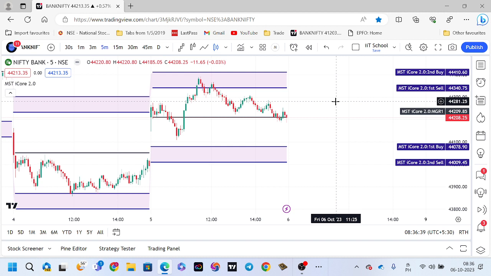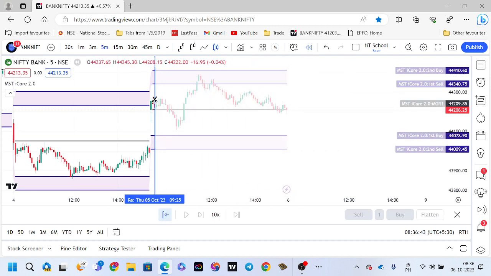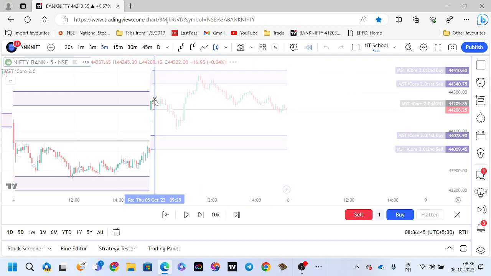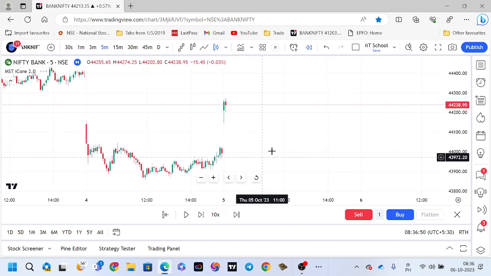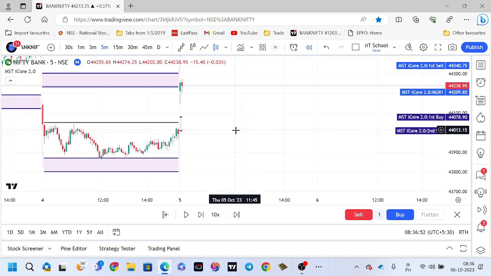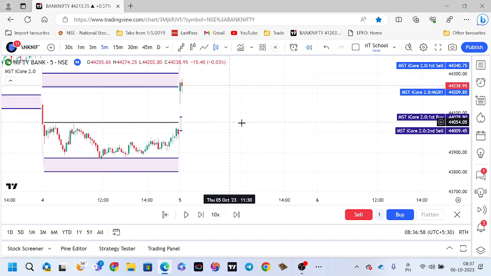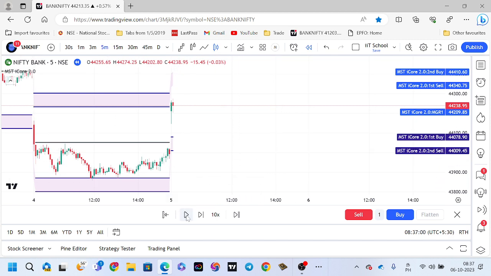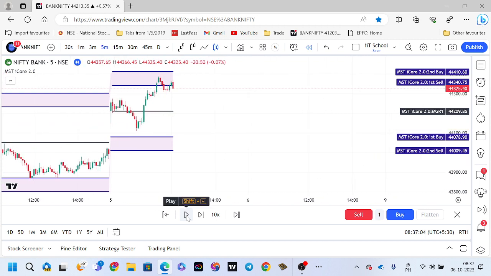Okay, let us see what happened. I am going to use the replay button. The market has just opened, and I have kept it at 10 times speed so that your time will be saved. If you see the previous day, this is the previous day's chart, on 4th October: buy activated, targets hit. Our indicator is not a repeating indicator, so whatever has already come will be there forever.